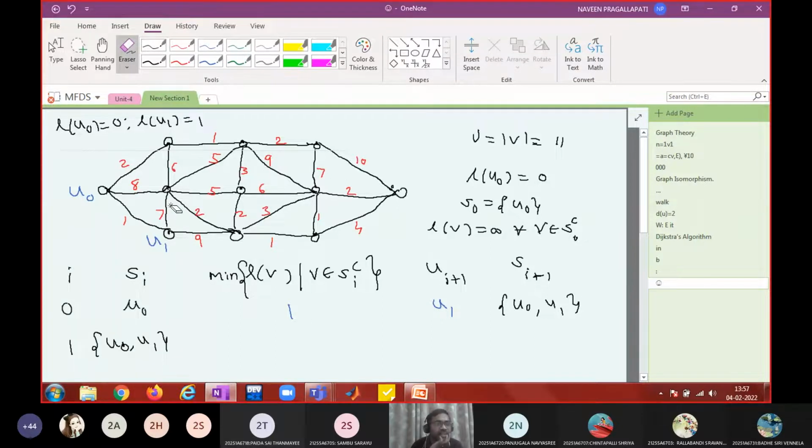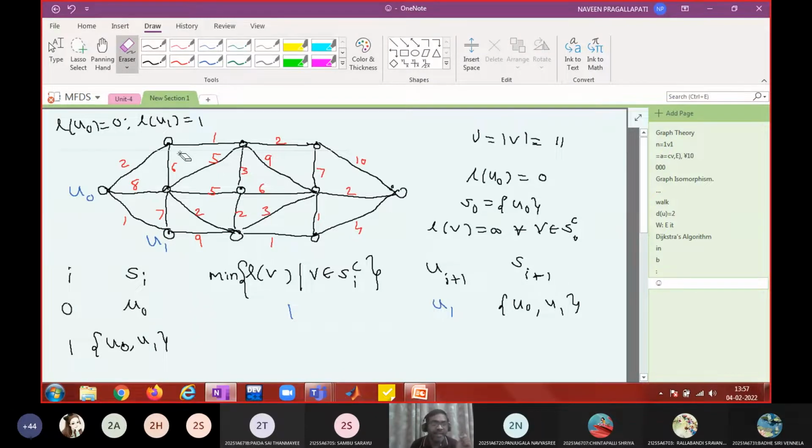6 plus 6 plus 7, 13 along this path, let us say. 6 plus 7, 13. Okay, and our aim is not to find out the distance from this node to this node. Our aim is to find out the distance from this node to the source node. What is our source node? U0.